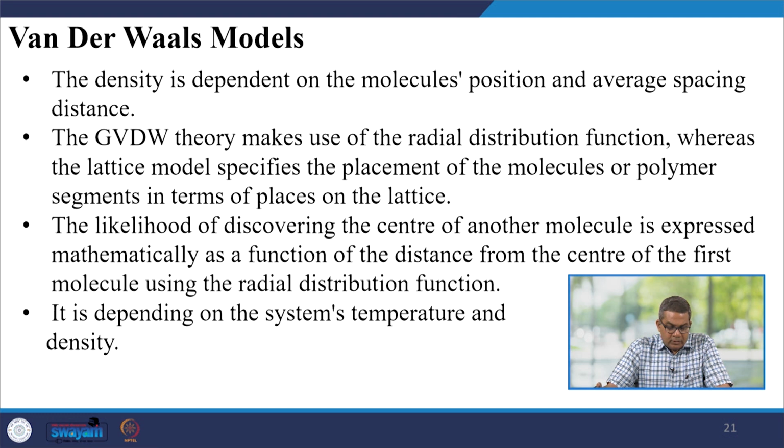So, the generalized van der Waals theory makes use of the radial distribution function, whereas the lattice model specifies the placement of the molecules or polymer segments in terms of places on the lattice. The likelihood of discovering the center of another molecule is expressed mathematically as a function of the distance from the center of the first molecule using the radial distribution function. Now, it depends on the system's temperature and density.